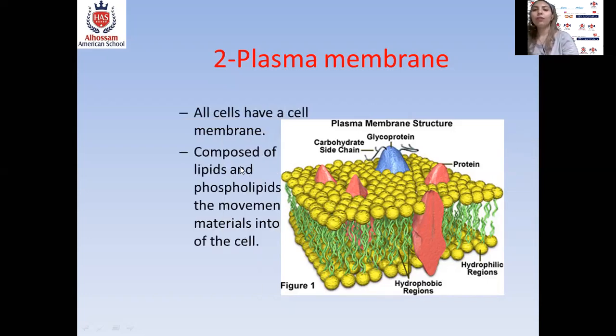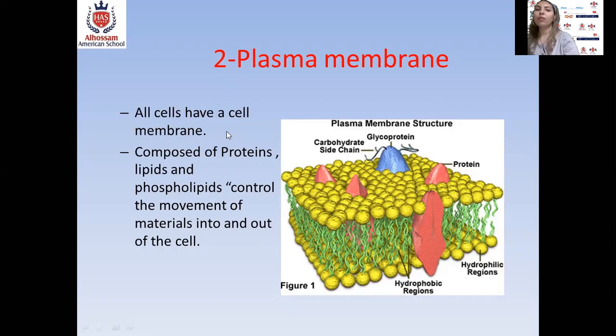So, let's continue. All cells have a cell membrane composed of proteins and lipids and phospholipids, okay? So we can see lipids in the form of cholesterol, and proteins and phospholipids, which means phosphate group with lipids, and they are controlling the movement of materials into and out of cells. Here is glycoprotein, a type of protein and sugar together. And these materials control the materials which enter or exit from the cell.